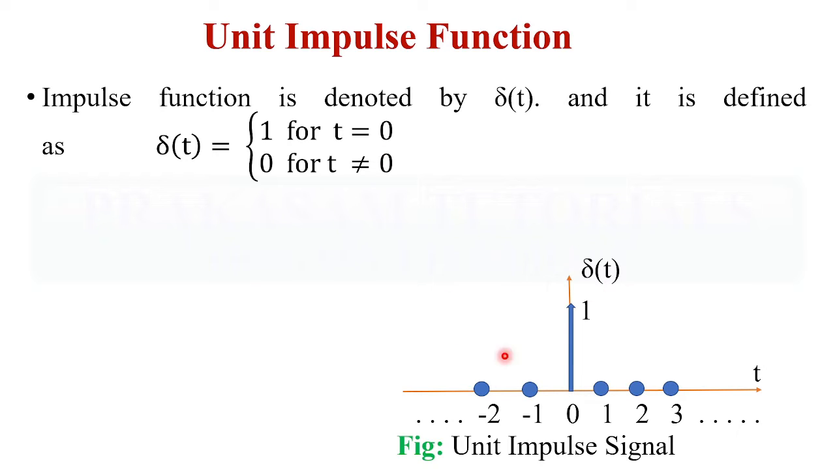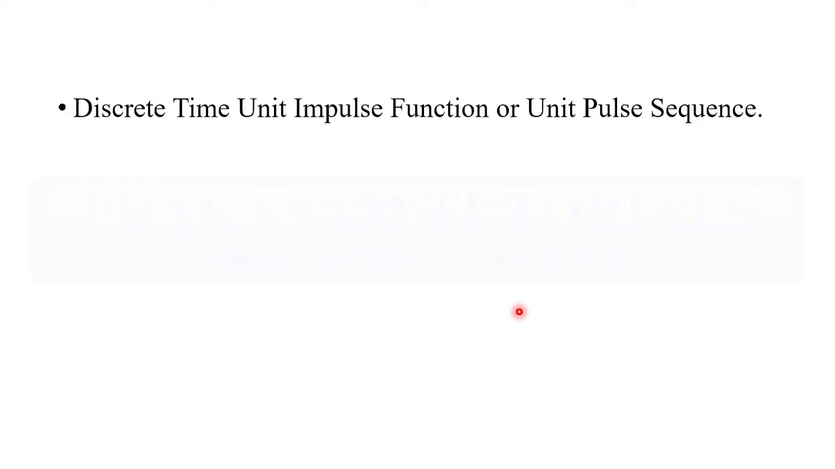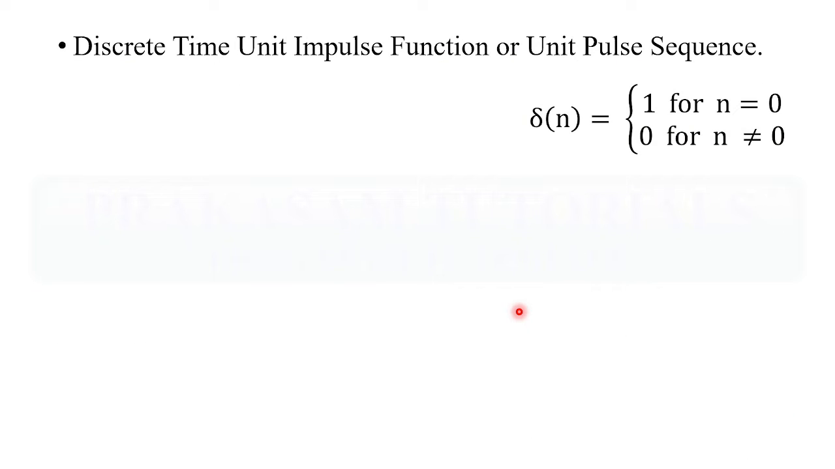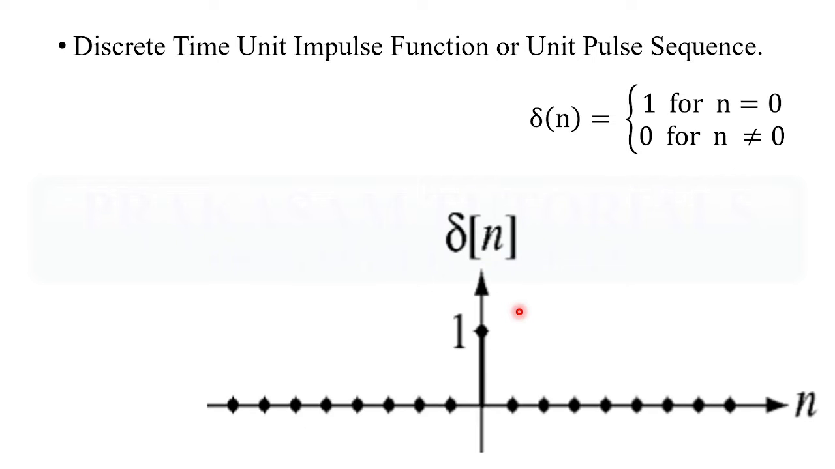This is the graphical representation of the unit impulse signal. Similarly, in the discrete case, the unit impulse sequence, or unit impulse function using a discrete time signal, is given by del of n is equal to 1 for n is equal to 0, and del of n is equal to 0 for n not equal to 0. And this is the graphical representation of the unit impulse sequence.